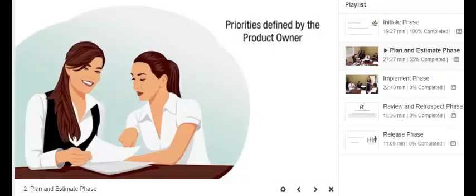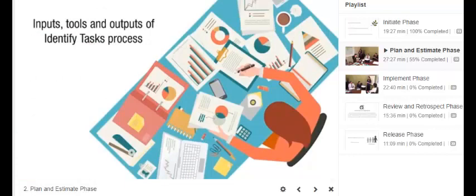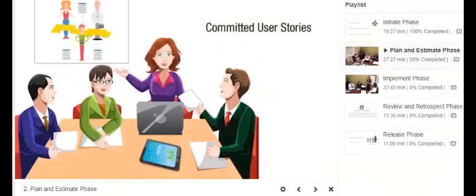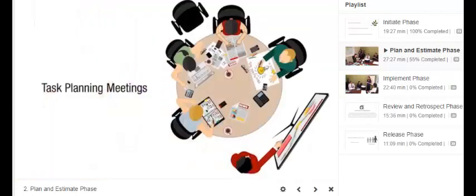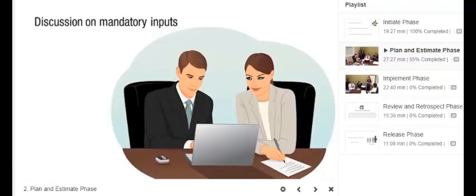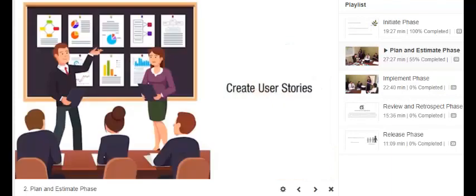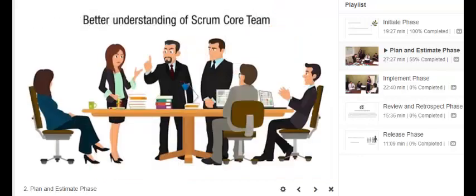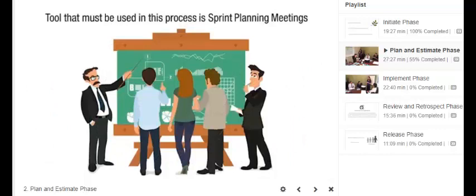Now let's discuss the mandatory inputs, tools, and outputs of Identify Task process. The mandatory inputs, tools, and outputs of this process are Scrum Core Team, committed user stories, task planning meetings, and task list, respectively. Please refer to the discussion on the mandatory inputs of the Create User Stories and Estimate User Stories processes for a better understanding of Scrum Core Team. The tool that must be used mandatorily in this process is Sprint Planning Meetings.